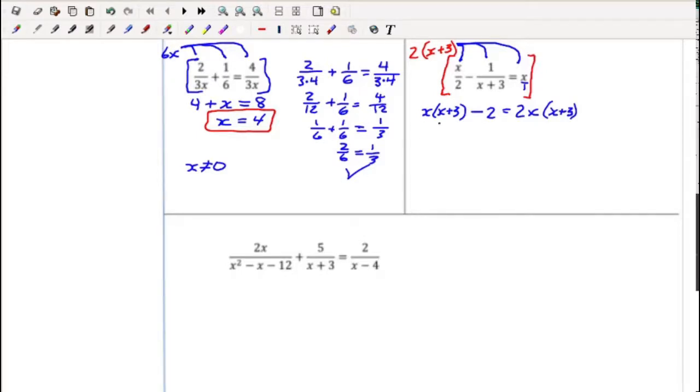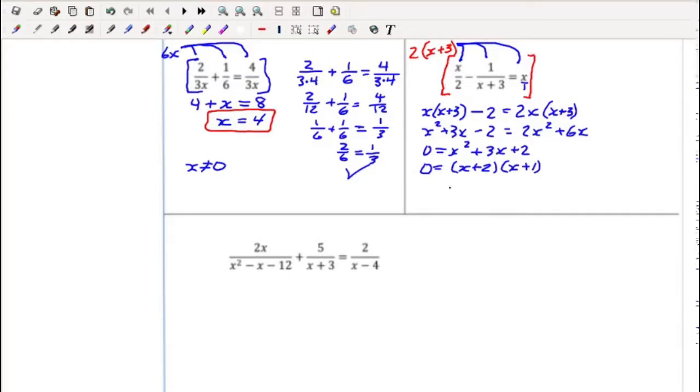I'm going to do my distribution, so x times x is x squared, x times 3 is 3x, minus 2 equals 2x squared plus 6x. Move everything over to one side. I'm going to move it to the right-hand side just because that keeps my x squared positive. So that's going to give me 0 equals x squared plus 3x plus 2. In order to solve this, you have to factor it. So this is x plus 2 and x plus 1. Remember, multiply to 2, add to 3, which gives me solutions of x equals negative 2 and negative 1.